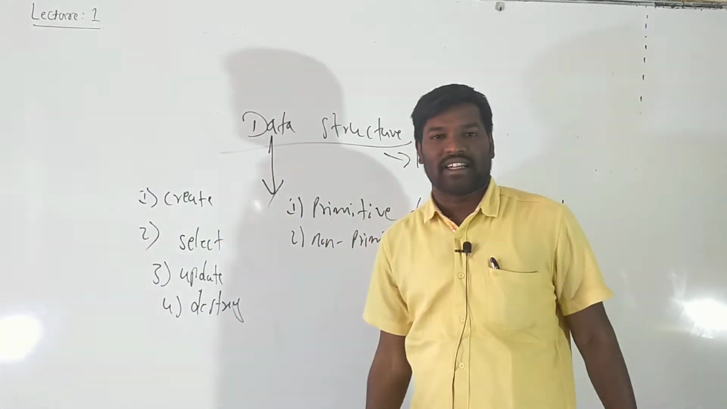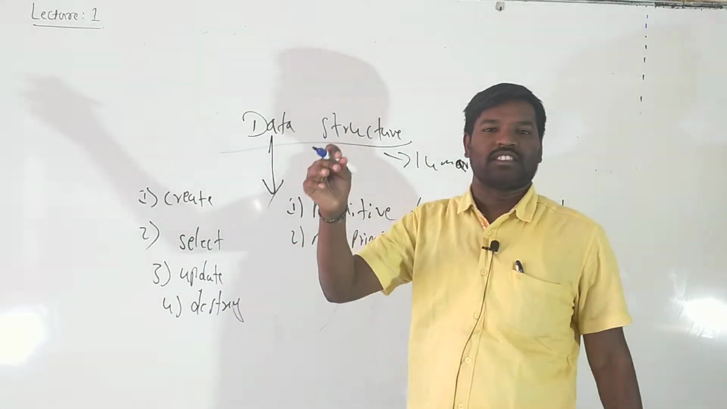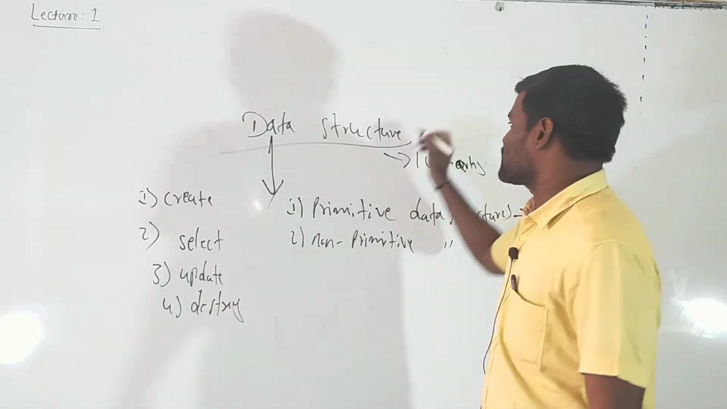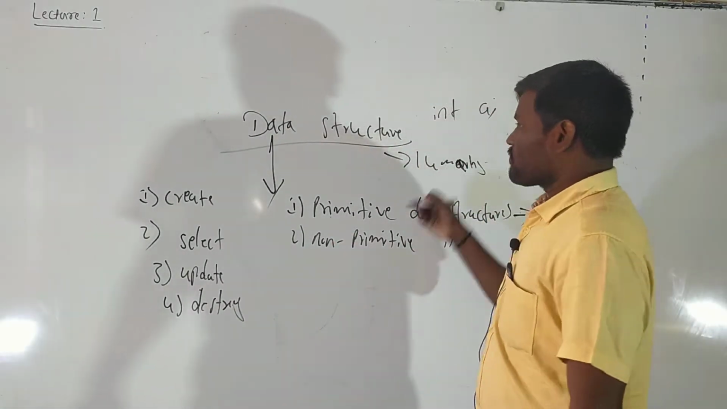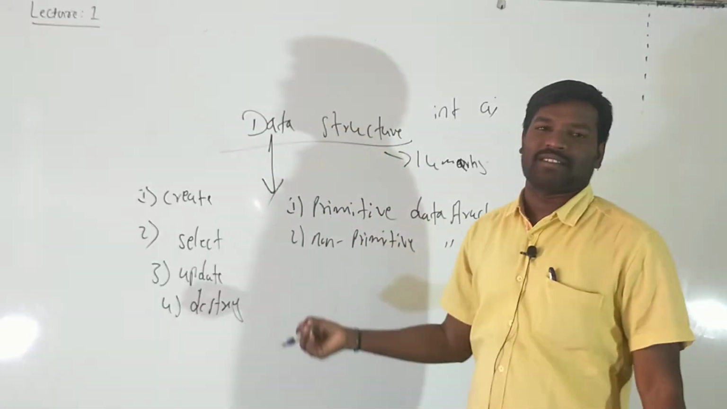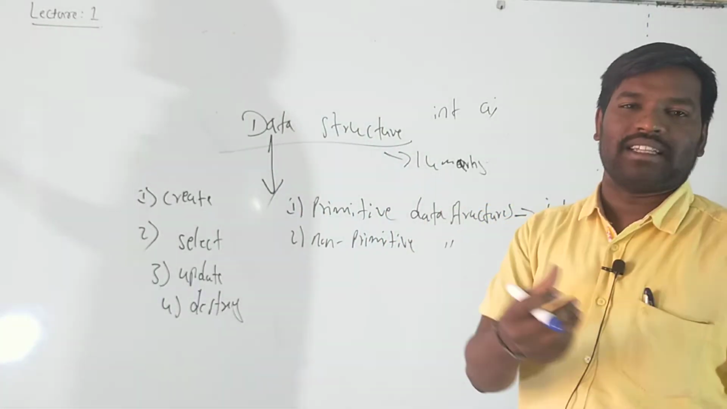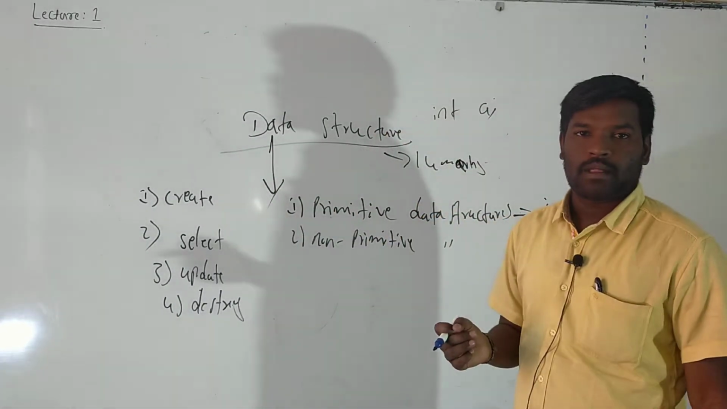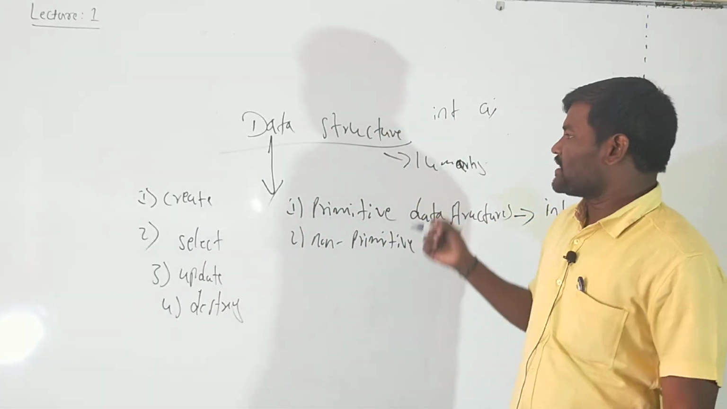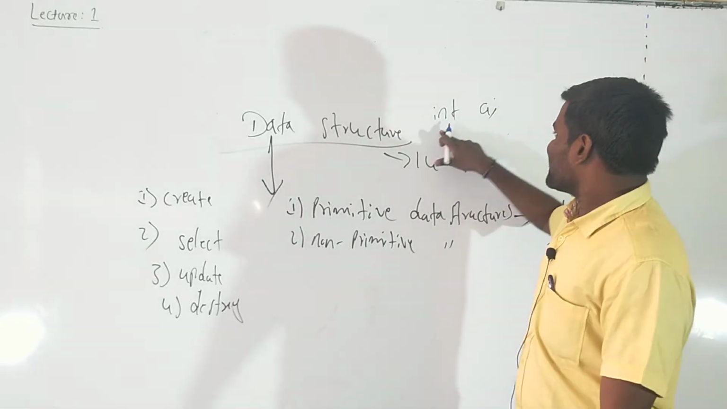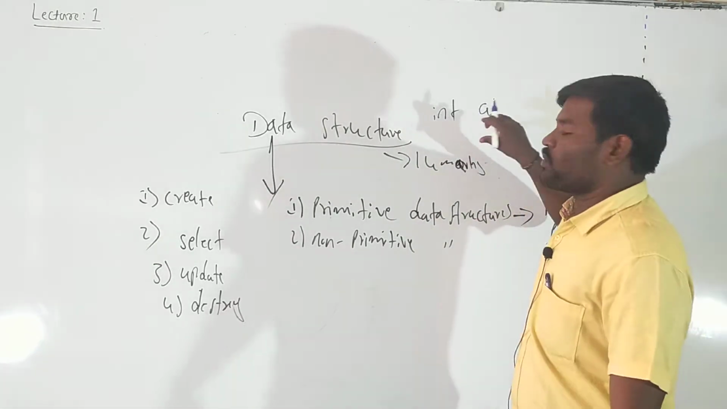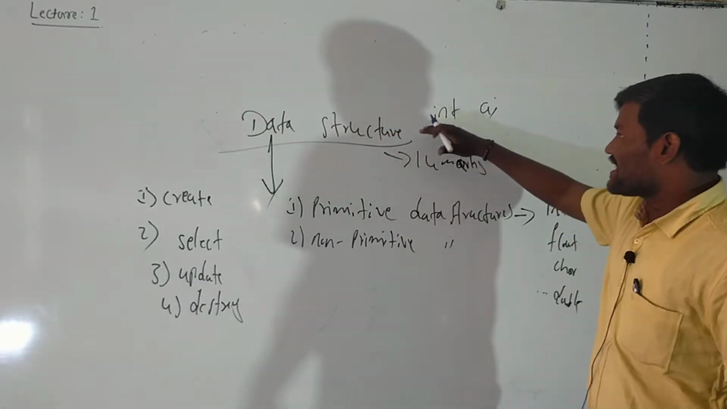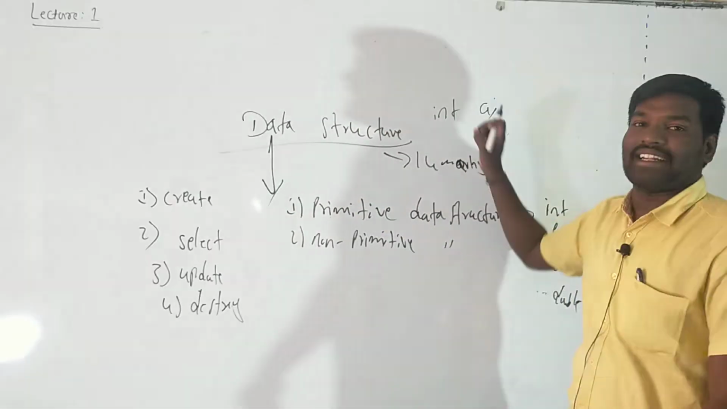The first one is create. So here create means it is used to create the data structures. Here the data structure is nothing but the int A. So I already said that data structure means it is a collection of data arranged in the memory. So here int A means it is one data. Here create means the data structure, here the data is created.